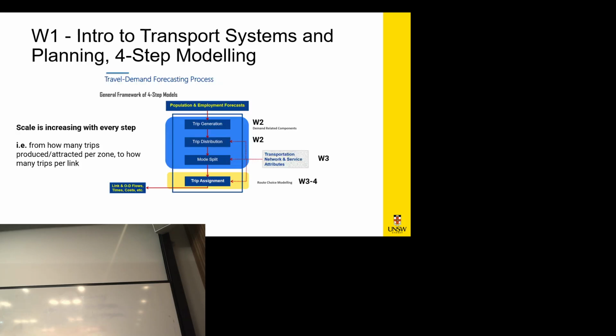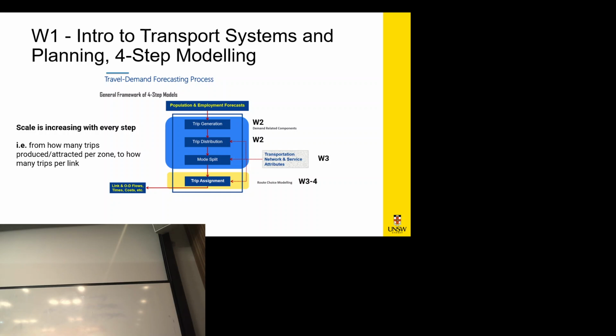You're also going to look at the 4-step model for transport planning. This is how to estimate the number of trips and how they're assigned. We start from trip generation: how many trips are being produced or attracted for each zone? Then you go into trip distribution, then mode split, and then trip assignment. At the end of the day, what you'll get is how many trips per link, so how many trips per section of route, for example.